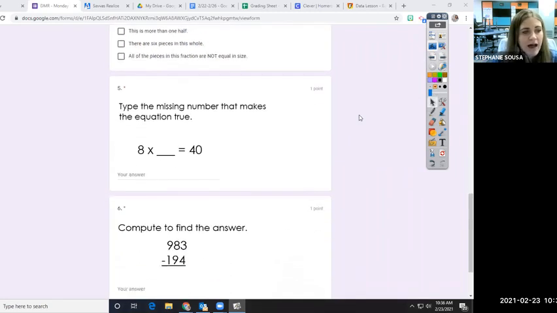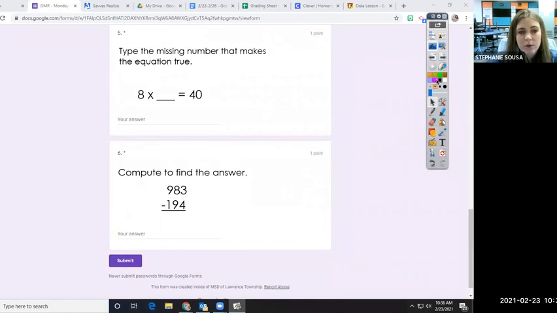Let's take a look at 5. Type the missing number that makes this equation true. This means we have a number that should be right here. We don't know what that is. We do know that we're multiplying by 8s until we get to 40. So I'm going to use my song. You got 8, 16, 24, 32, 40. I had to sing the 8 song 5 times before I got to 40. So you should have typed the answer 5. 8 times 5 equals 40.